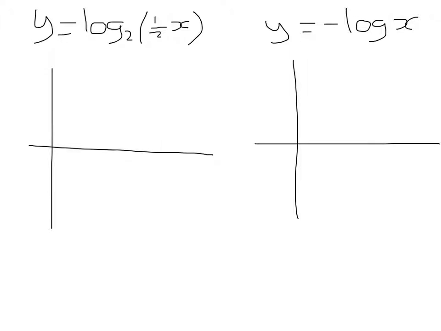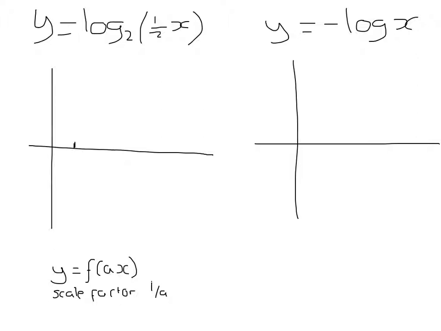Next two transformations we're going to look at. The first of them is log to the base 2 of half x. Now if you remember when we did the transformations of graphs, f of ax was a horizontal stretch with a scale factor of 1 over a. Now because our a is a half, it's going to be a horizontal stretch with a scale factor of 2.